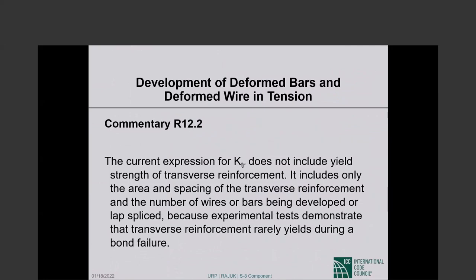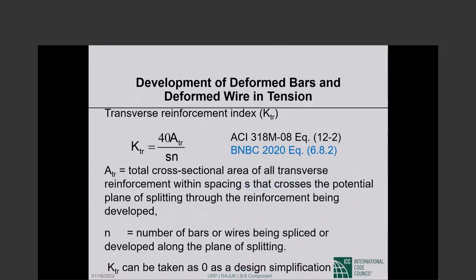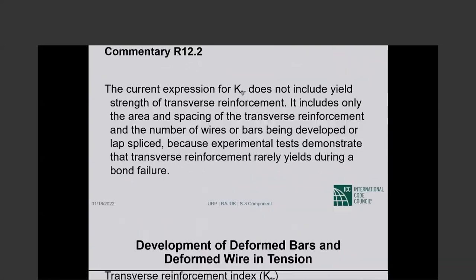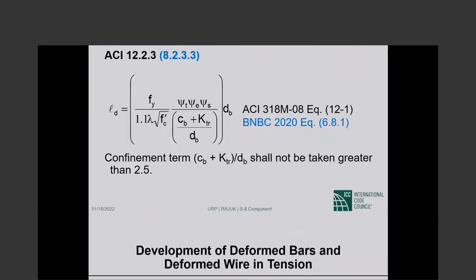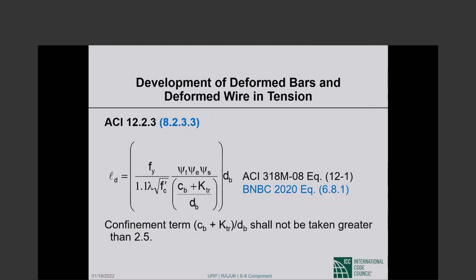The current expression, this is commentary for K sub tr, does not include yield strength of transverse reinforcement. I'll let you read the rest of it because of time constraints. I think it is understandable upon reading why the yield strength of transverse reinforcement is not included. The K sub tr, but remember, c sub b plus K sub tr divided by d sub b.